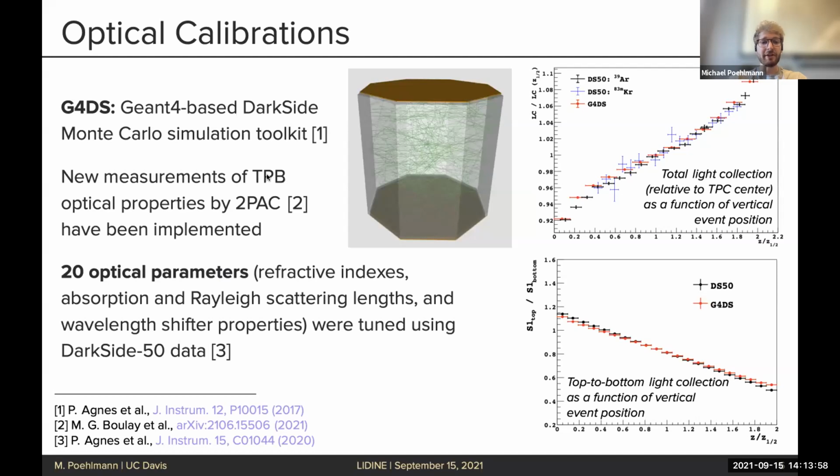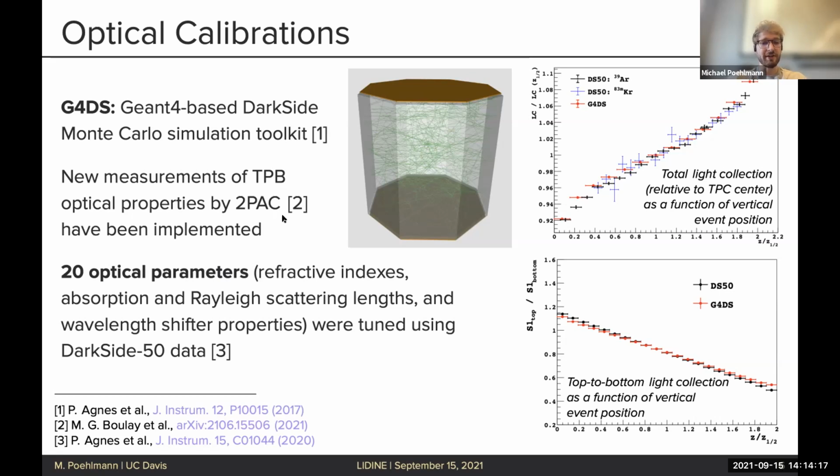So in particular, for the wavelength shifter and reflector geometry, new measurements were made by the TUPAC experiment, which was run by some of our collaborators. And this paper is currently under review. So please do check this out if you're interested.